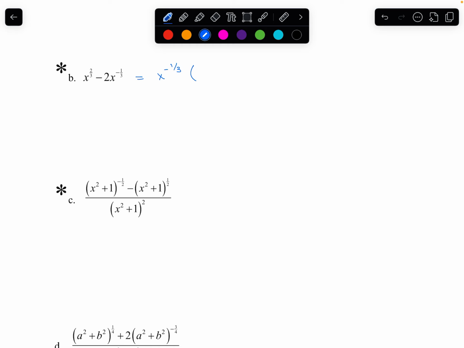So we factor that out. Every time we factor out a common factor, we are actually dividing by it. And when we divide with the same base, that means we subtract their powers. So we just need to subtract that negative 1/3 from each of the base x's powers. So we have x to the 2/3, and I'm going to subtract negative 1/3 from it. Same thing happens with 2x to the negative 1/3. I'm going to subtract 1/3.